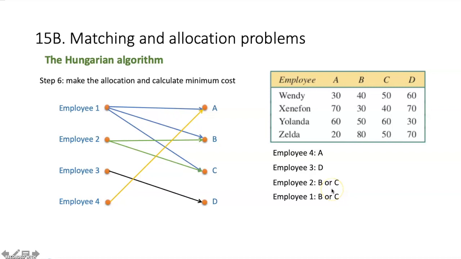We need to check another combination, which is employee 2 using machine C, which is 40, then employee 1 will be machine B, which is 40. So the time is still 80. Therefore, it doesn't matter whether the employee uses machine B or C. Now we can calculate the minimum time. Since we assign employee 4 to machine A, it will take 20 minutes. Employee 3, D, which is 30. Employee 2, if I assign to B, is 30, and employee 1 will be C, which is 50. So the minimum time will be 20 plus 30 plus 30 plus 50, which is 130 minutes.